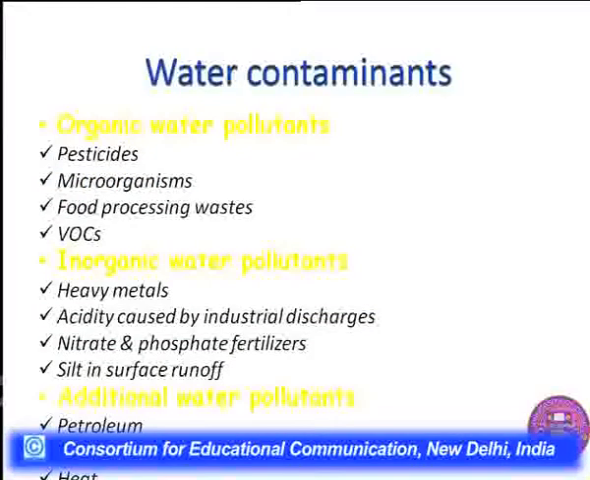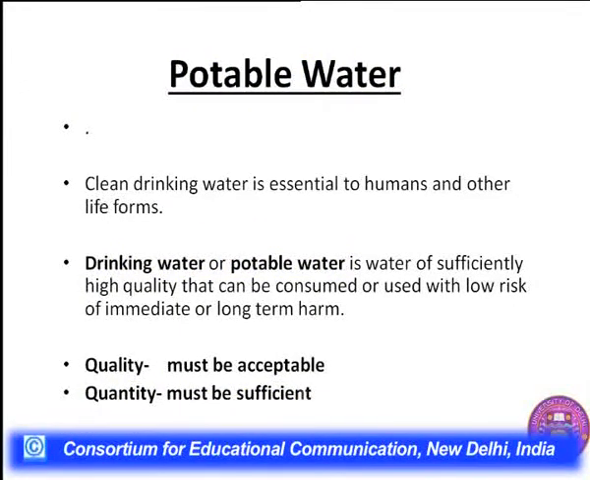Water contaminants, in another way, we can classify as organic water pollutants: pesticides, microorganisms, food processing wastes, and volatile organic compounds, that is VOCs. Then inorganic water pollutants: heavy metals, acidity caused by industrial discharge, nitrate, phosphate, and different types of solid particles. And we have different modes of contaminants: petroleum, radioactive pollutants, and thermal pollution, that is the heat generated by industry and warm water coming to the water body. Ultimately, it is a holistic problem that threatens the survivability of the biota.